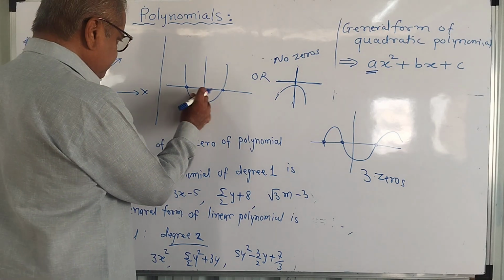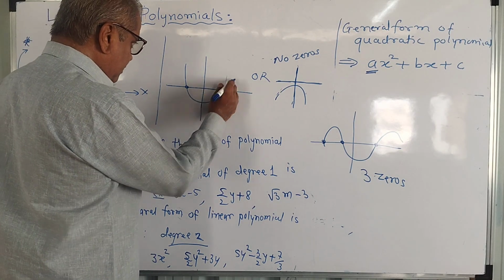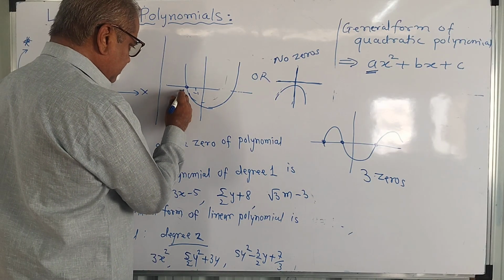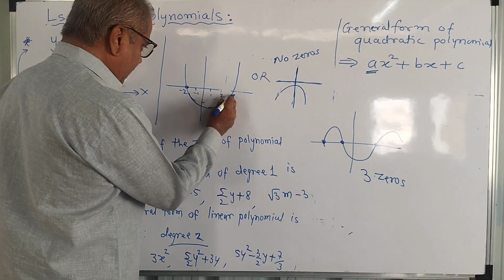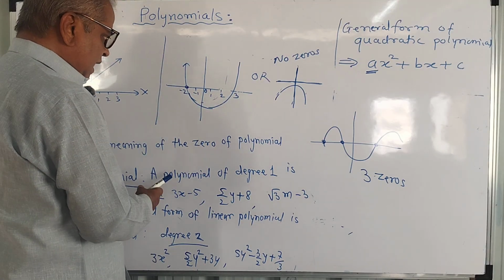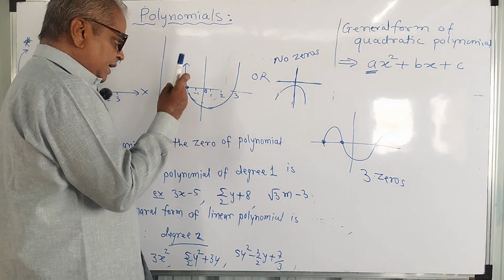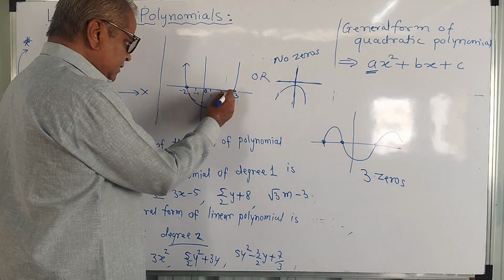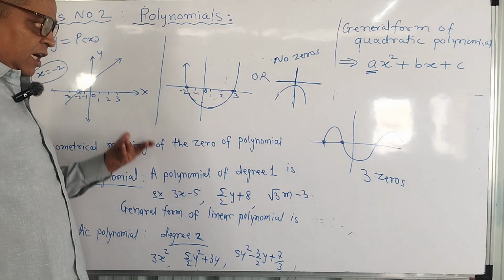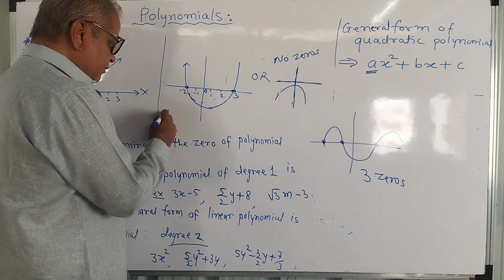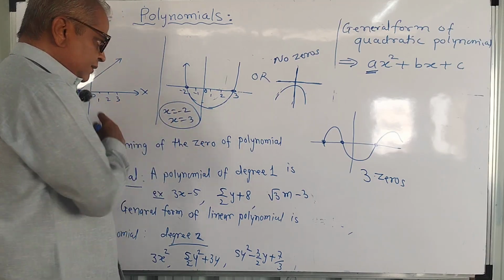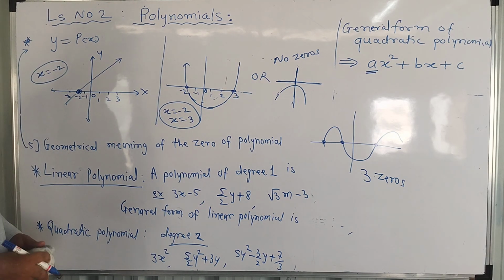Here suppose it is like this. Let us mark -1, -2, 1, 2 and 3 with the origin. Now this graph cuts the x-axis in 2 points, this and this. Therefore this polynomial has 2 zeros. And what are those zeros? x is equal to -2 and x is equal to +3 are the zeros of this polynomial.